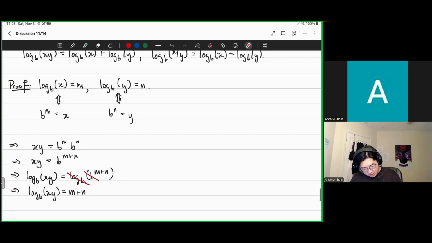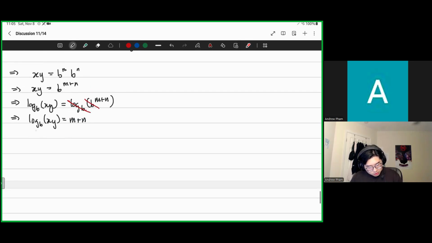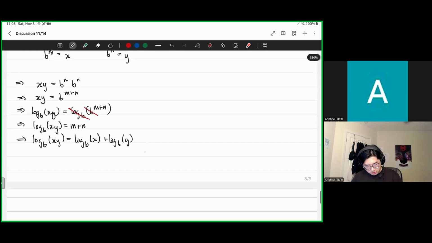But notice, m is logarithm base b of x, n is logarithm base b of y, so I get my desired product rule. Logarithm base b of xy is equal to logarithm base b of x plus logarithm base b of y. And that gives you my product rule.